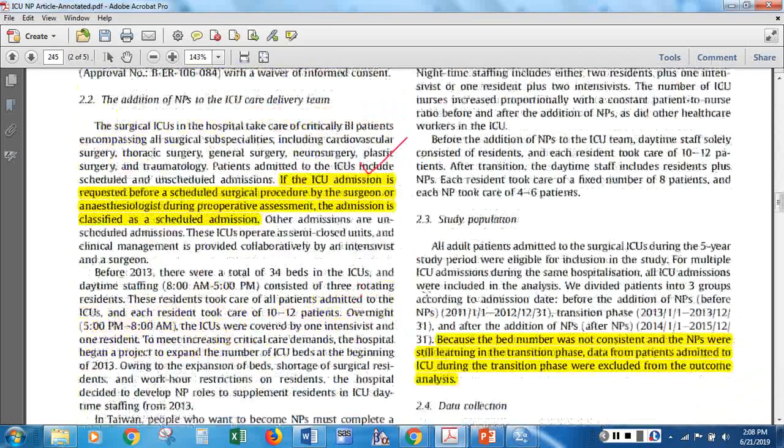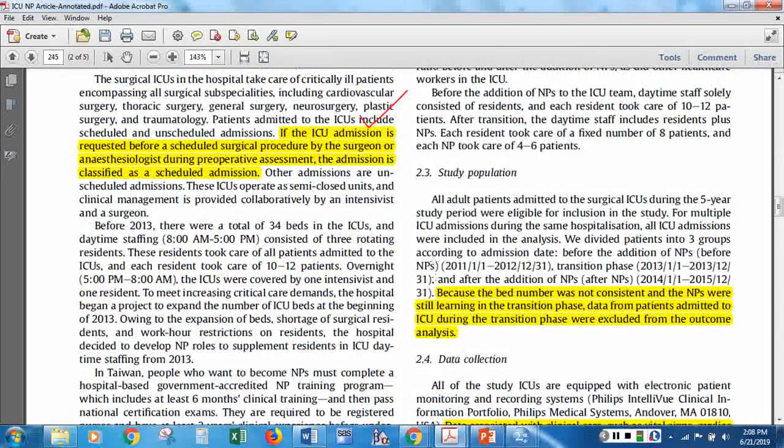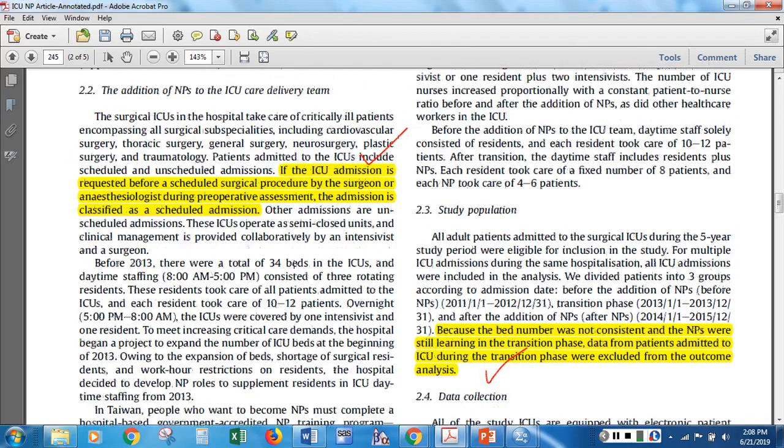Moving on to the study population section. Here I highlighted the last portion of this statement. Because bed numbers was not consistent and the nurse practitioners were still learning in the transition phase, data from the patients admitted to ICU during the transition phase were excluded from the outcome analysis. This is in alignment with the same point that was raised earlier about them excluding data from the transition period. And so the same advantage is just being reflected here in the study population section.